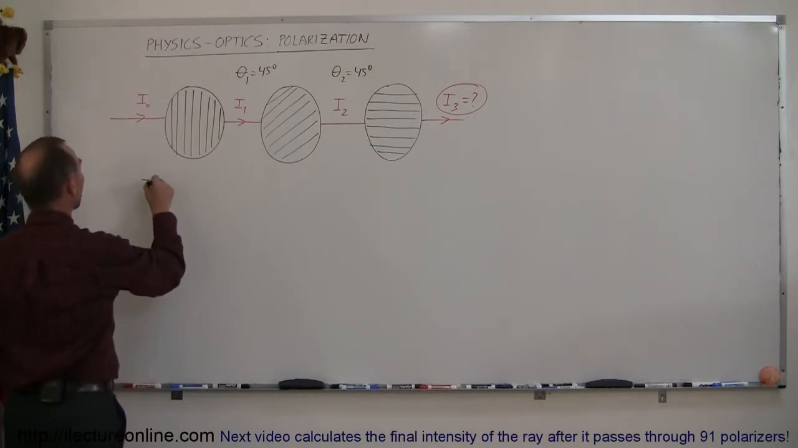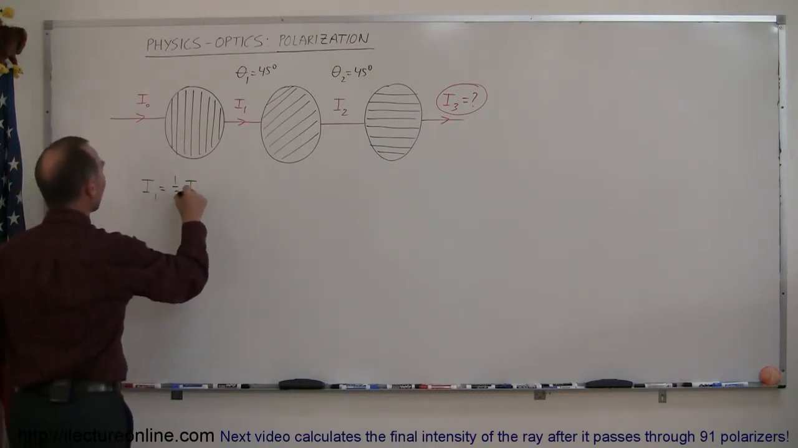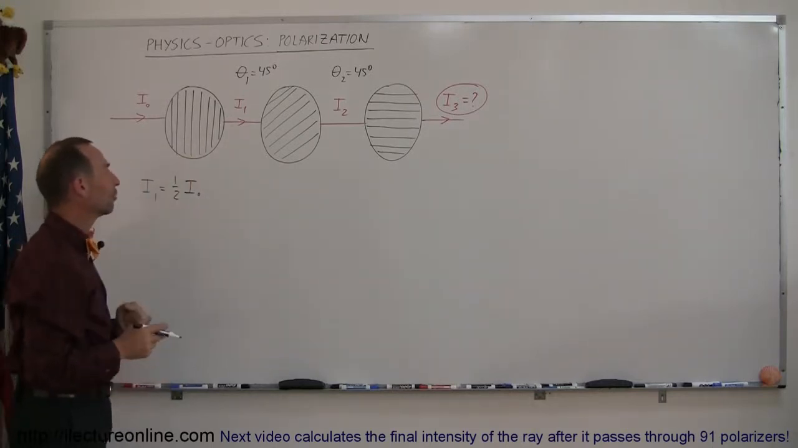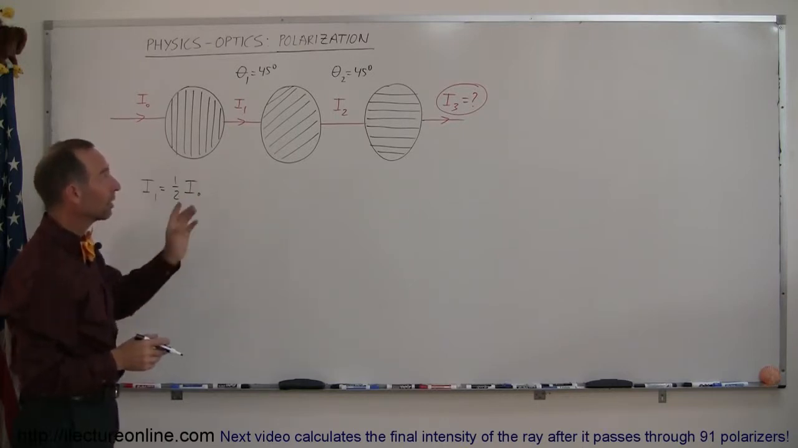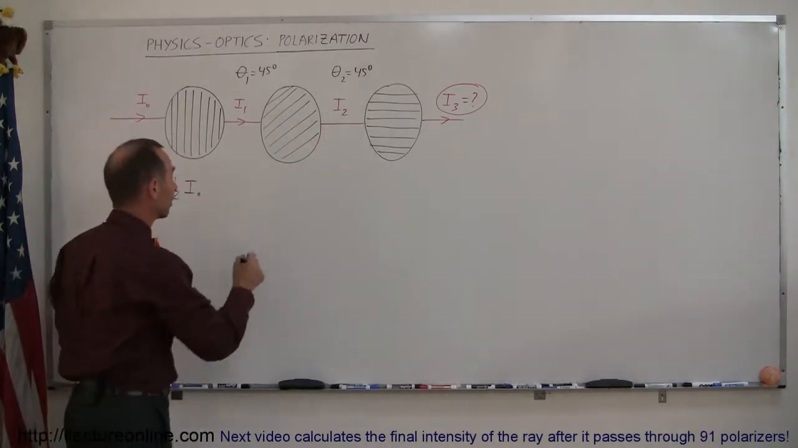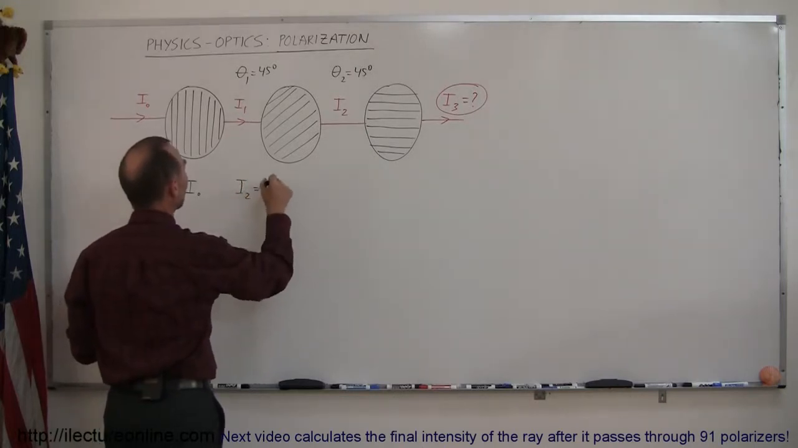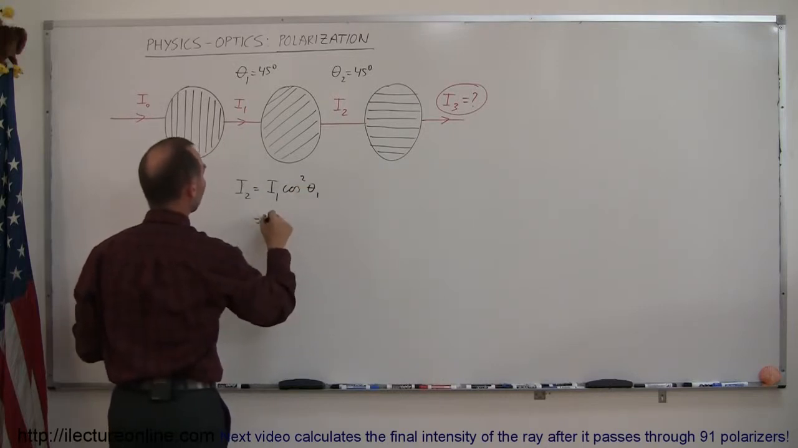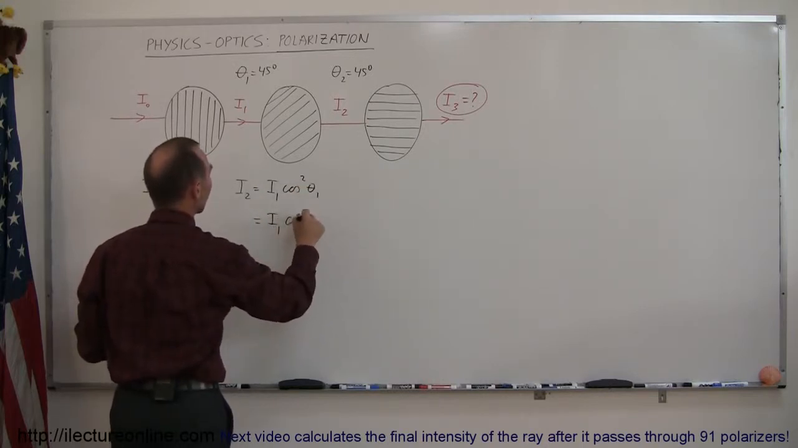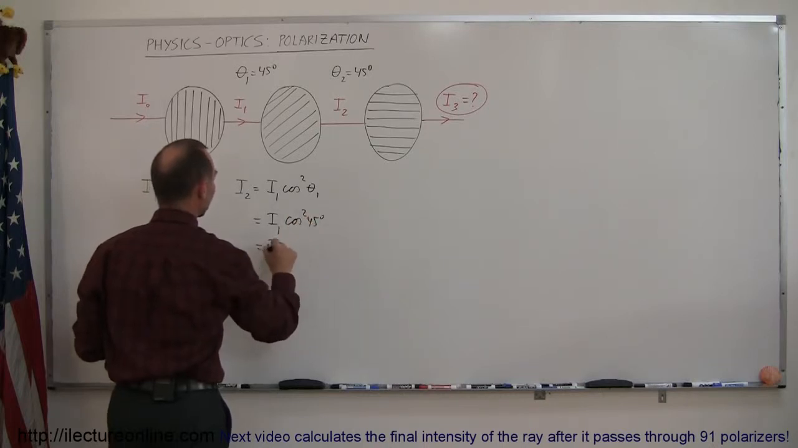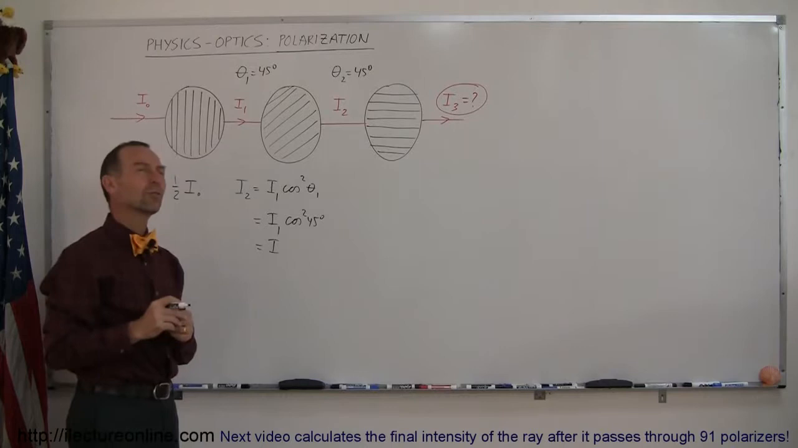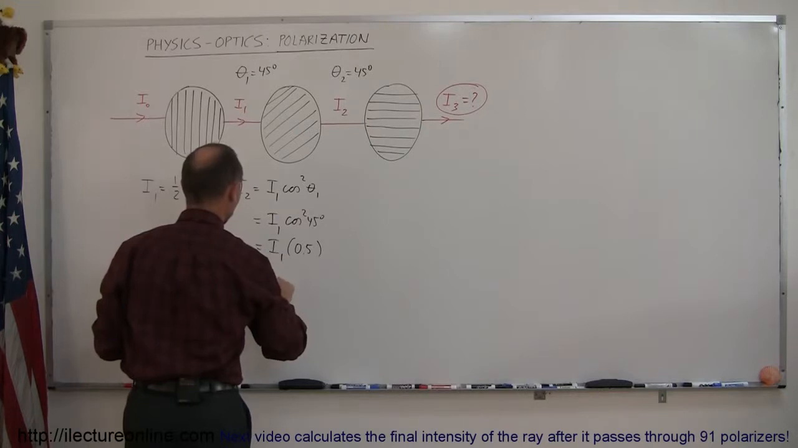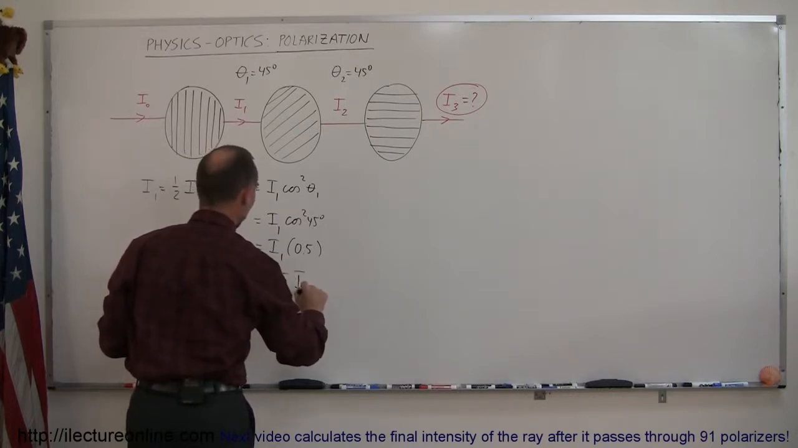First of all, we can say that I sub 1 is equal to 1/2 I sub 0. So after light passes through the first polarizer, you have lost half of your initial intensity. Now let's look at what the intensity would be when we get through the second polarizer. Here we can say that I sub 2 is equal to I sub 1 times the cosine of theta sub 1 squared. And in this case, that is I sub 1 times the cosine squared of 45 degrees. And that's equal to I sub 1 times, and the cosine of 45 degrees is 0.707. If we square that, that's equal to 0.5. Which means it's 0.5 times I sub 1.